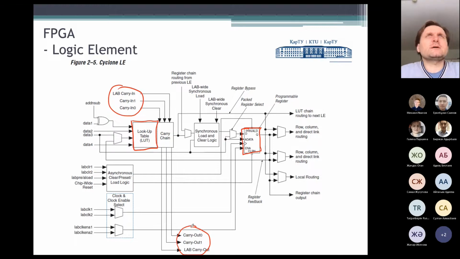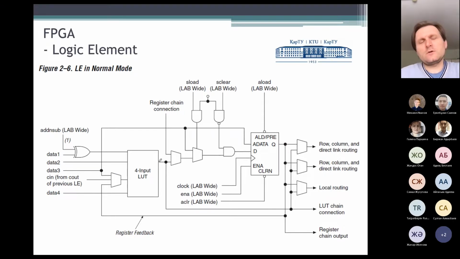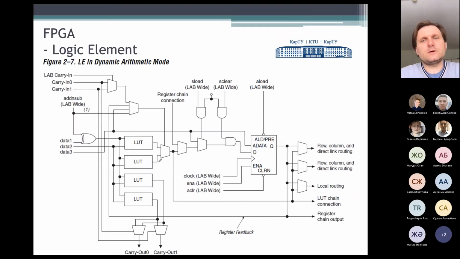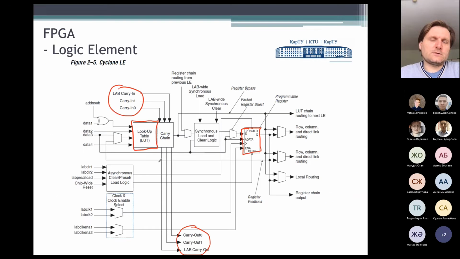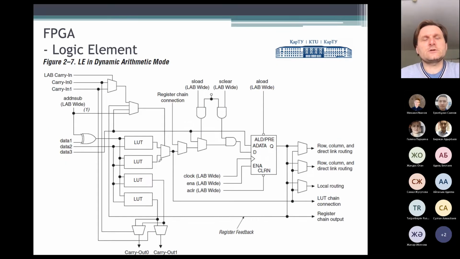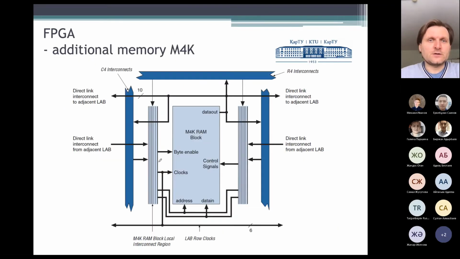Because nowadays computations are based on the arithmetic behavior of integers, for example, they should have carry in and carry out signals, and of course a pure digital lookup table is also achieved in that logic element block. A logic element block can be used in normal mode, in arithmetic mode, and a few other structures. We as programmers decide about the role of the logic element in the logic array block and the logic array block in the FPGA structure.